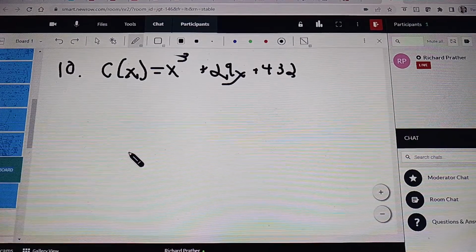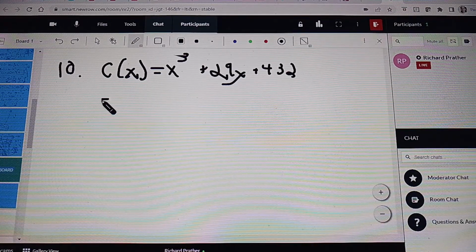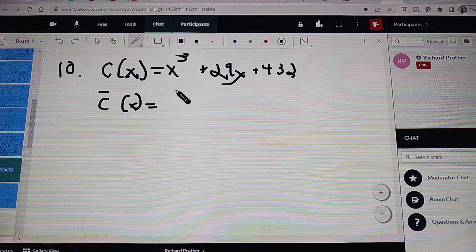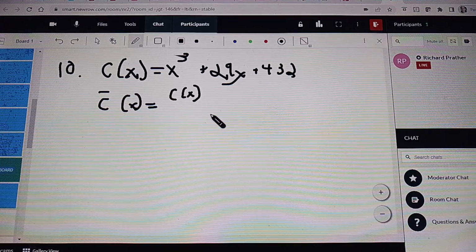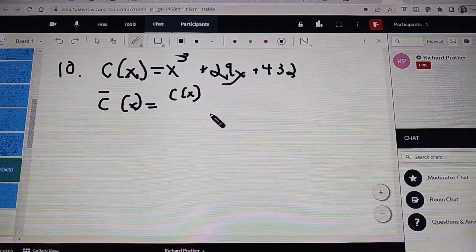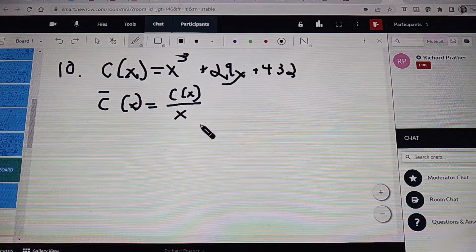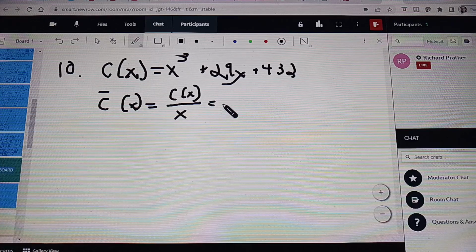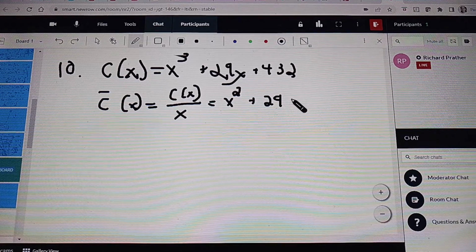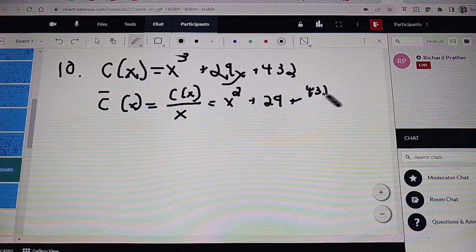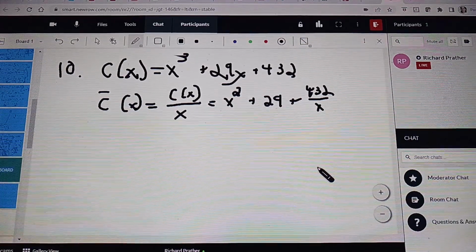Okay, so two things here, though. They said average cost. That was something we talked about earlier. Average cost is written C bar of x, and it's always found by taking the cost function. You know, in an average, how you add everything up and divide by how many there are. That's how I remember this: you take the cost function, you divide by x. It's kind of like dividing by how many there are when you're doing a normal average. So what it does is it makes each exponent decrease by 1. x to the third divided by x is x squared. 29x divided by x is just 29. And then 432 divided by x is literally that. So I have to get the average cost function first.